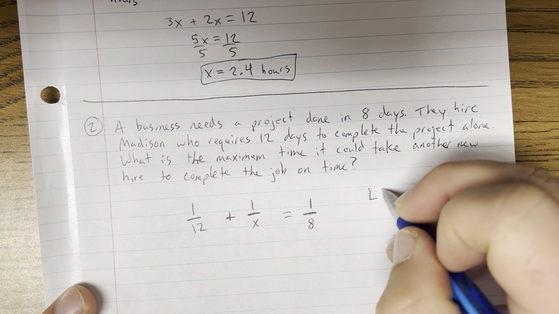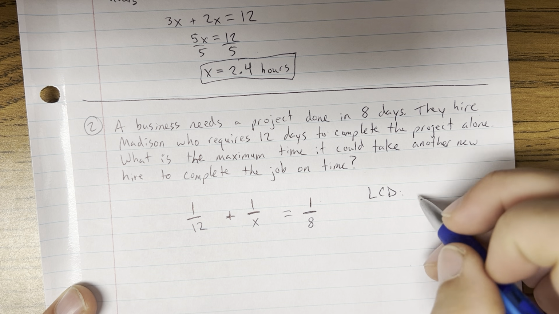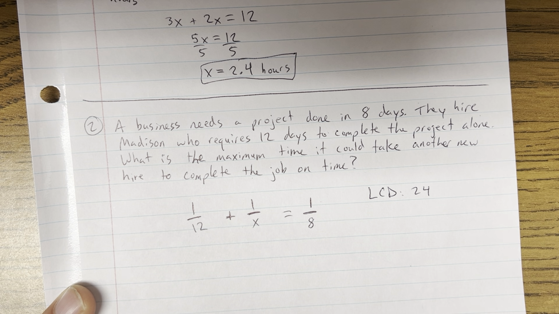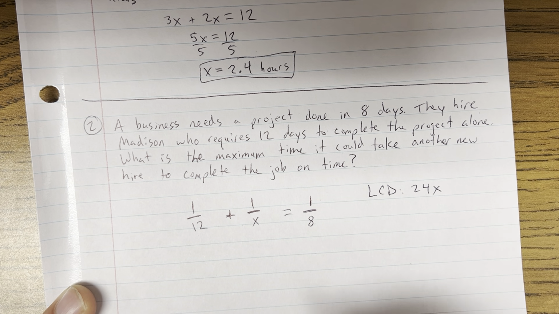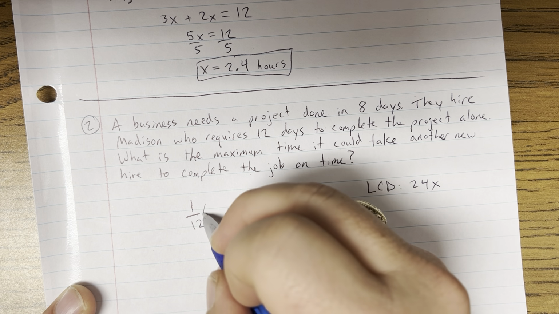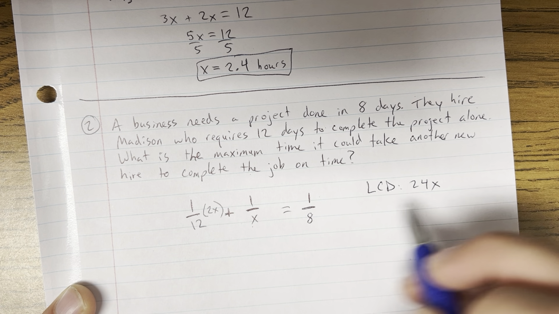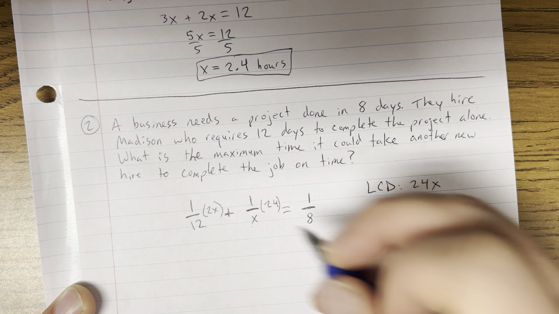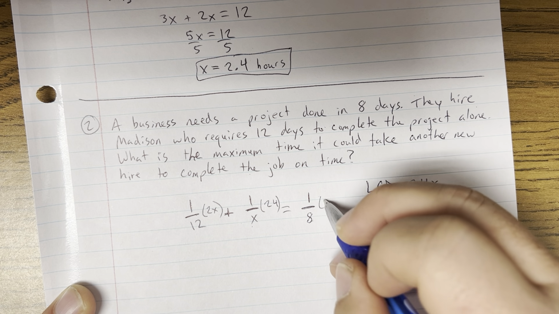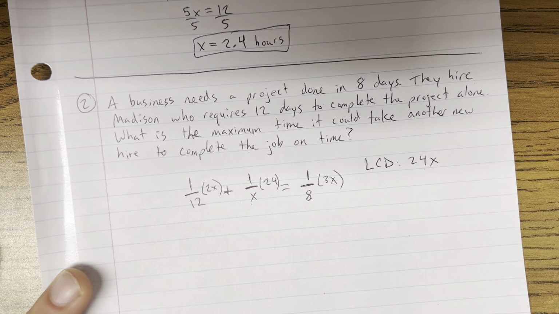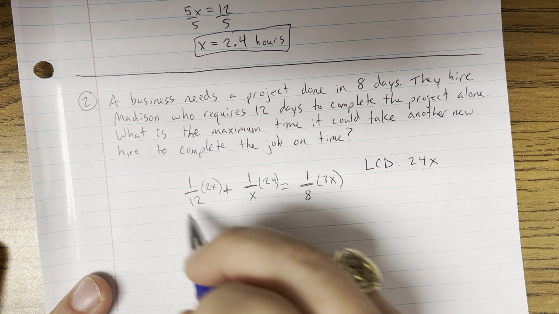So between 12 and 8, 12 and 8 meet at 24. And then we need the x. And so to get 12 up to 24x, we're going to multiply by 2x. To get x up to 24x, we're going to multiply by 24. And to get 8 to 24x, we're going to multiply by 3x. And then I don't need the denominator anymore.